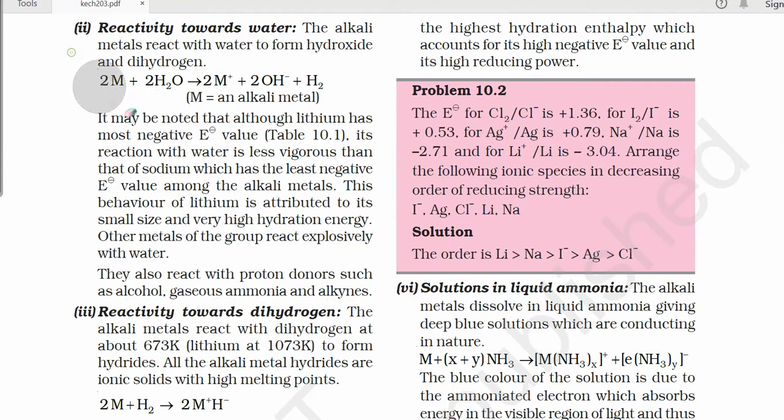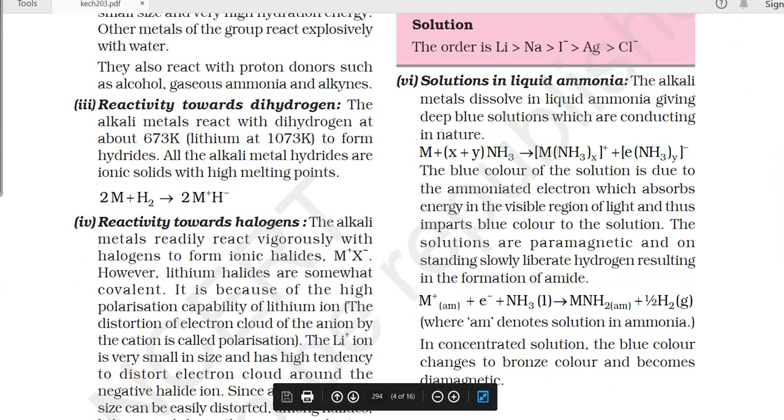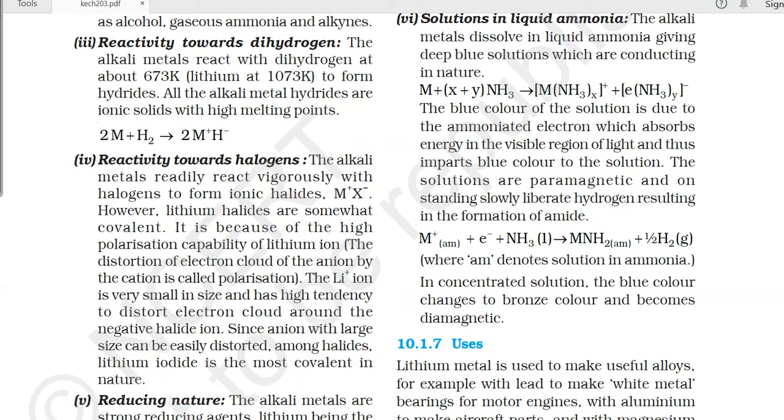Next, reactivity towards dihydrogen. How do the alkali metals react with dihydrogen? With dihydrogen, the alkali metals react at about 673 Kelvin temperature, while lithium reacts with dihydrogen at 1073 Kelvin temperature to form hydrides. All alkali metals form hydrides, no exception, and all are ionic solids with very high melting points. So here you can see 2M plus H2 gives 2MH, that is the metal hydride.